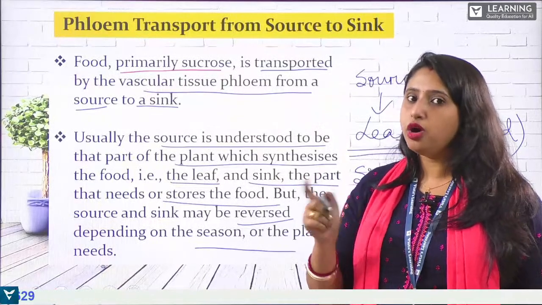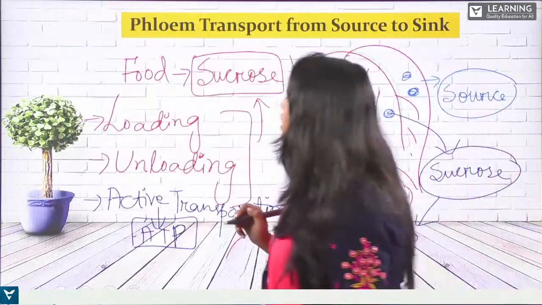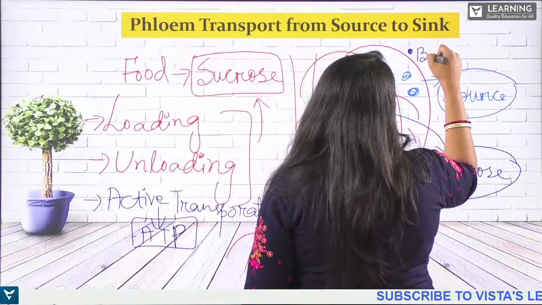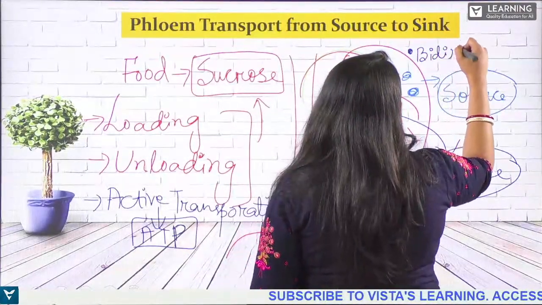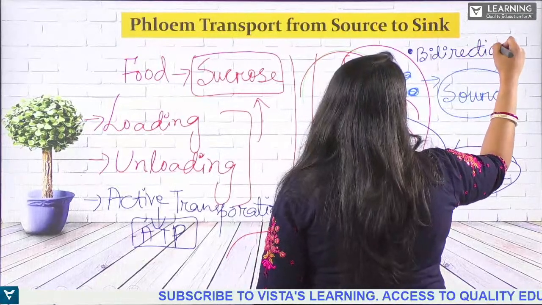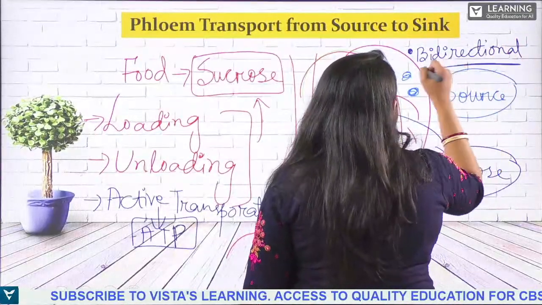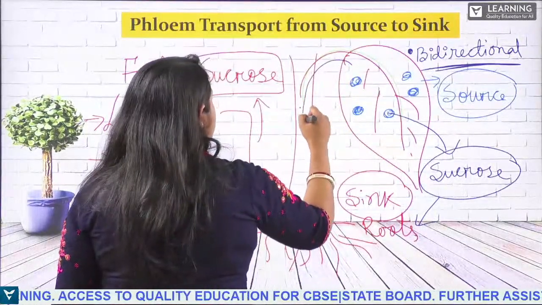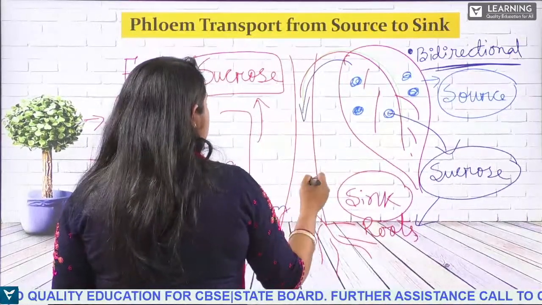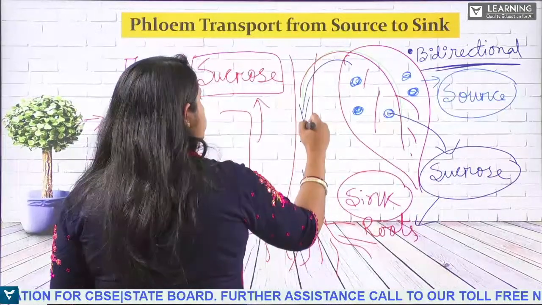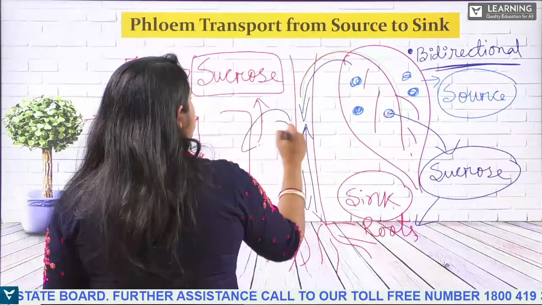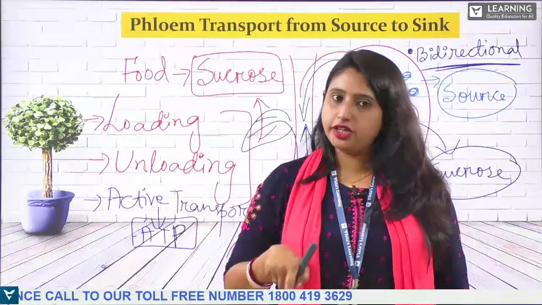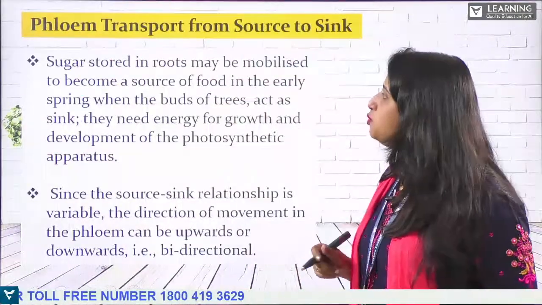And in phloem, one more important thing is that the transportation is bidirectional. What do you mean by bidirectional? From the leaf, it can go to the root. And again from the root, it can come back to the leaf. That is, it is bidirectional. In both directions it can go. Right? Let's move into the next.